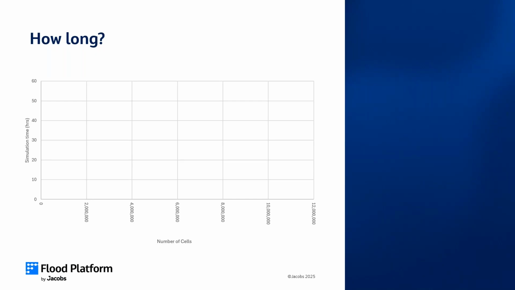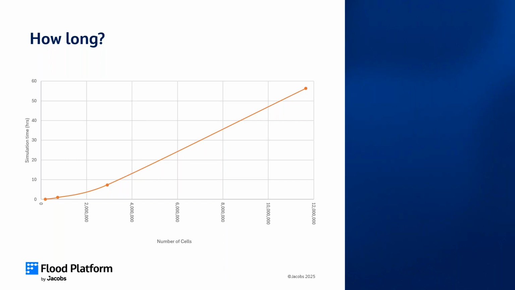And we've got a range of models running from a few 100,000 cells through to best part of 12 million cells. And if you run those with an okay graphics card, you can see for the smaller models, they're running in less than an hour. For the bigger models, you're looking at several hours.